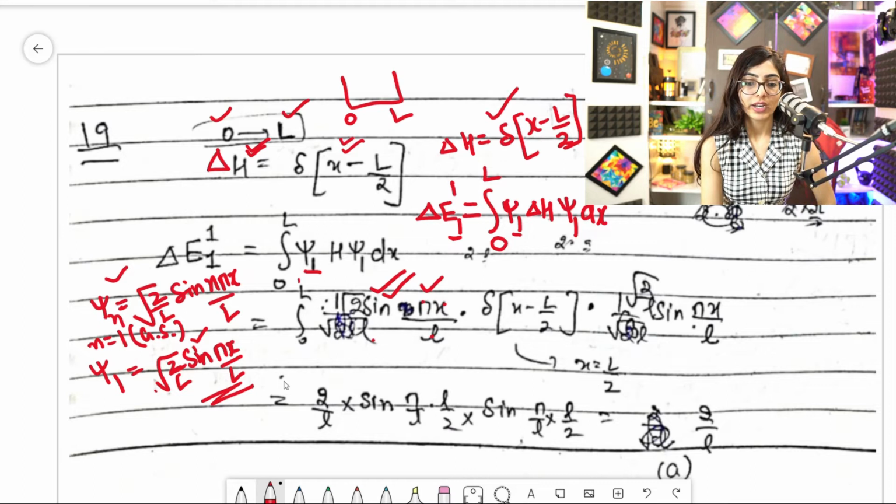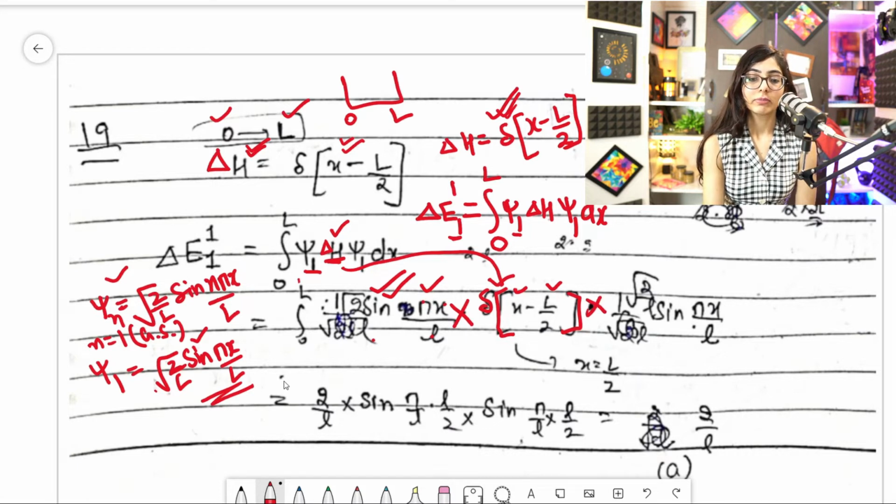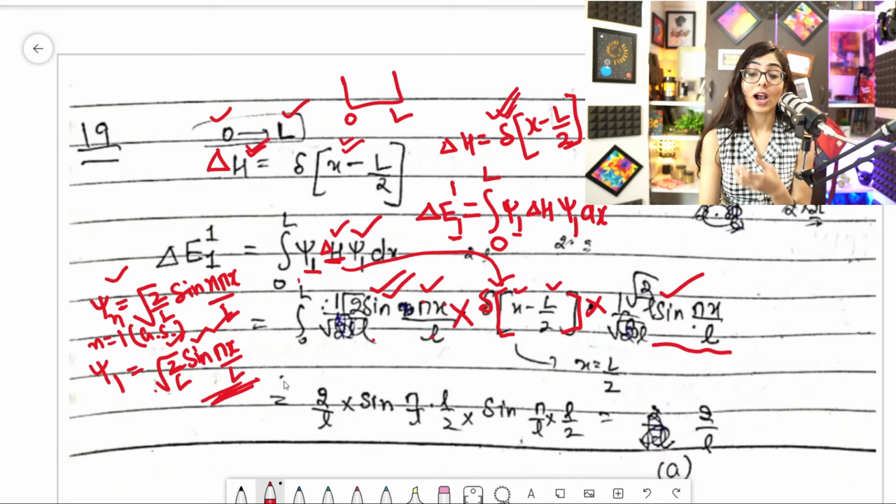Into what is next, that is the perturbation. The perturbed part is given in this form, the Dirac delta form, so I'll put delta of x minus L by 2 as it is. Then one more thing will be there, that is psi 1, which again is root 2 by L sine of pi x by L, and I'm simply putting it here. So what will be my next step? Think for a second or two. You must be knowing how to do the question. Can you see how easy this question is?